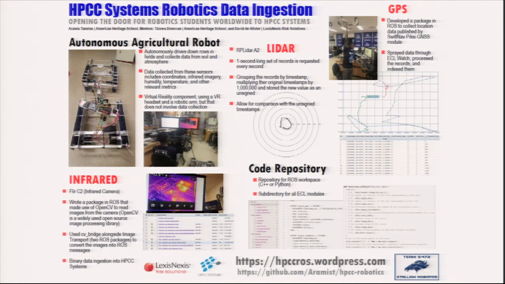Using my project, after saving all the data during some run of the robot, you can then make use of my project to convert the sensor data into logical files in your workspace, which you can then perform any kind of analysis or machine learning on through ECL. The way I did this was by splitting it up into different sensors. As you can see here, I have GPS, LiDAR, and infrared as examples.